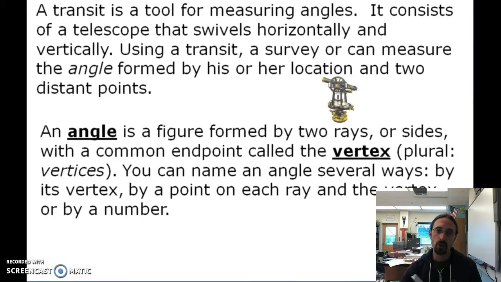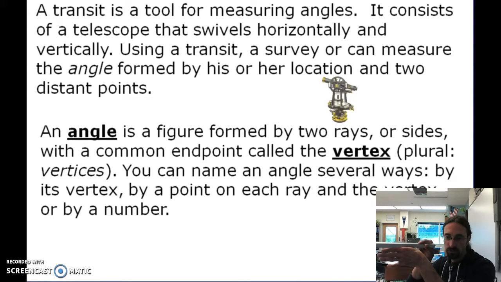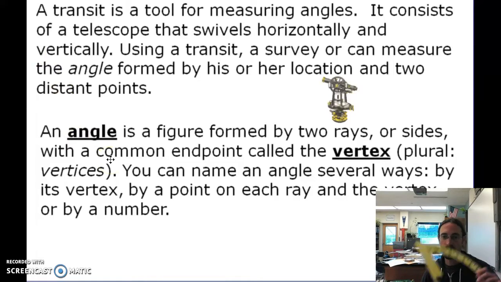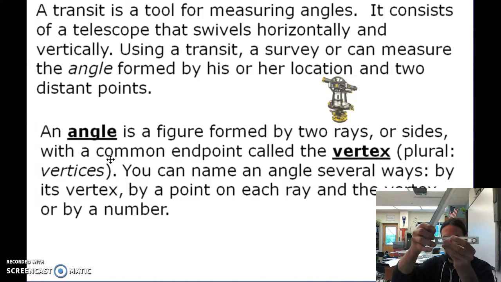So an old-fashioned tool used for measuring angles was called a transit. And later in the course, you're going to actually build one of these. And it's a really cool tool that surveyors have used for a long time, and map makers, explorers. The big idea here, though, is an angle is formed by two rays or sides with a common endpoint. So anytime you've got two things coming together, you've got angles, right? Think of your arms, think of whatever you like.